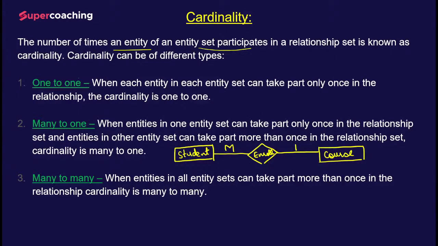Fine. Let me take here. This is for many to one. So this is the set student. Here we have many students, S1, S2, and S3. And there is the relationship that is R1, R2, R3.